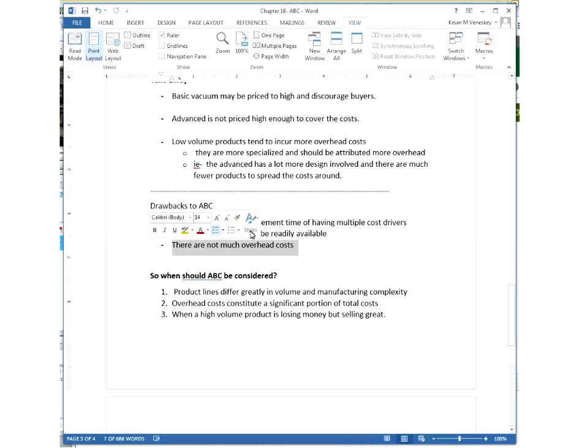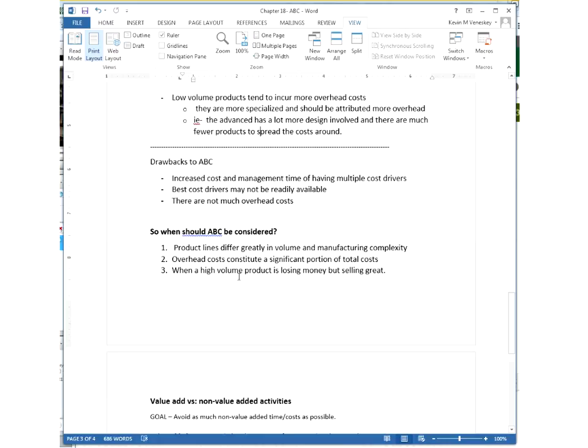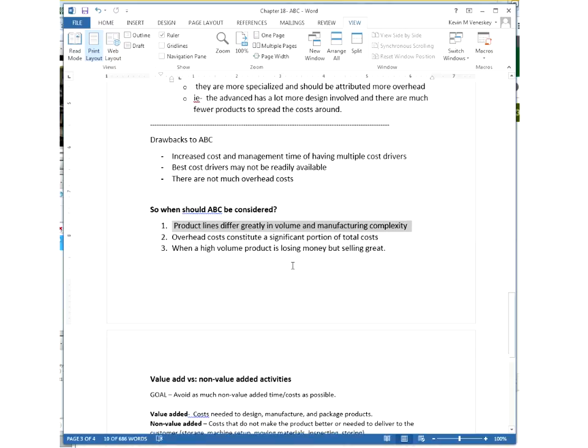If there are not much overhead costs, it really doesn't benefit you to use this. Whereas when should you use ABC costing? One of the things is, if you have a whole bunch of overhead costs, you don't have that much labor, and you don't have that much direct materials, so that most of your cost is factory overhead, then you probably should spend the extra time to allocate the costs accordingly. If your product lines differ a lot in volume, like ours did with the basic and the advanced, 1,000 versus 300, it might behoove you to go ahead and use activity-based costing.